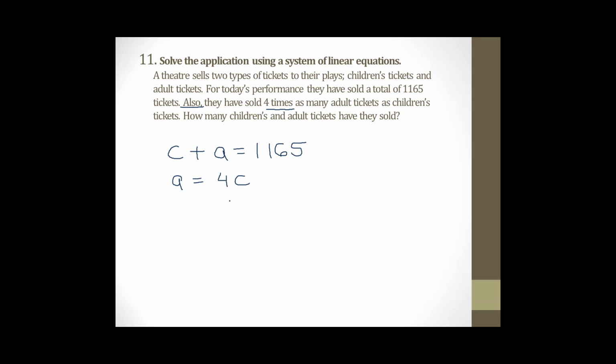In this case, I'm choosing the substitution because the second equation is already solved for A, so I can substitute that in for A into the first equation. So C plus, and now for A I'm going to plug in 4C, is equal to 1,165. Solving for C, I have an imaginary 1C plus 4C gives me 5C, and that's equal to 1,165, and then dividing by 5.